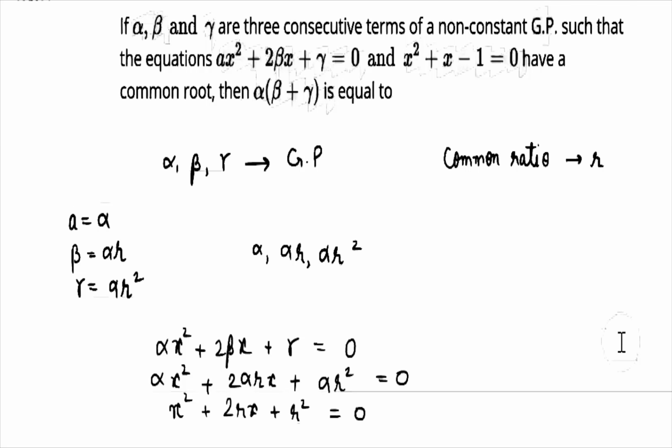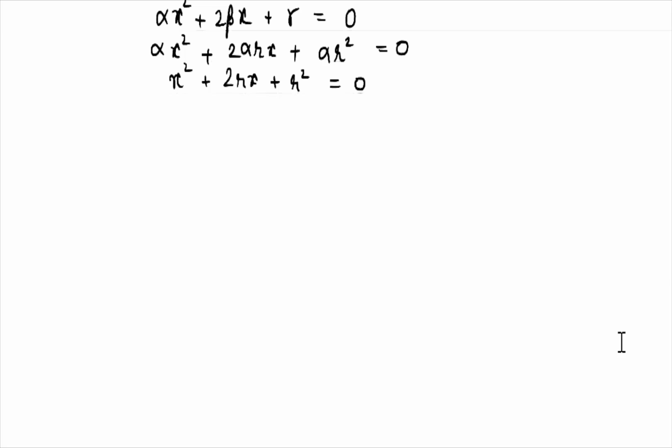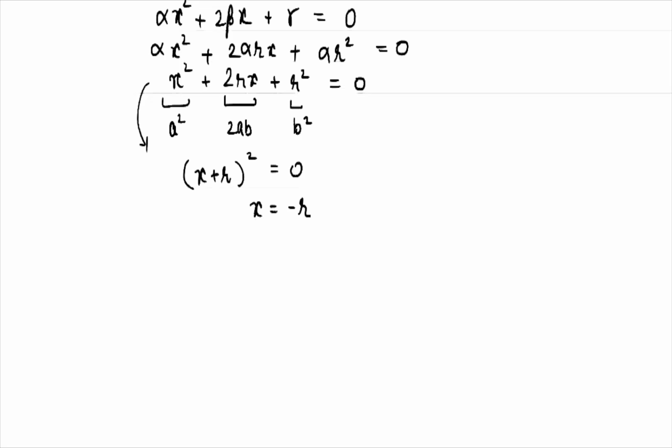Now if we see, this is x square, let this be a square, this is b square, then this will be 2ab. That means this is the formula for a plus b whole square. Therefore, this equation can be written as x plus r whole square equals 0. That means we have x equals minus r, meaning both the roots will be equal to minus r. Therefore, the first quadratic equation, alpha x square plus 2 beta x plus gamma equals 0, has root x equals minus r.